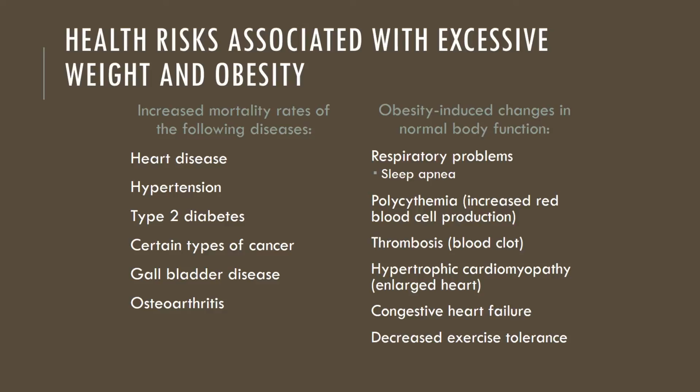A thrombosis is a blood clot, and those clots can be very dangerous because they can travel to the lungs or the brain and rupture, and those can be fatal. Obesity is actually associated with hypertrophic cardiomyopathy. This is an enlarged heart. It makes the heart work so hard that it becomes pathologic, meaning a disease state, and can be very dangerous. Obesity is associated with congestive heart failure, and then also decreased exercise tolerance, which makes all of these other problems worse, and so really is a vicious cycle.